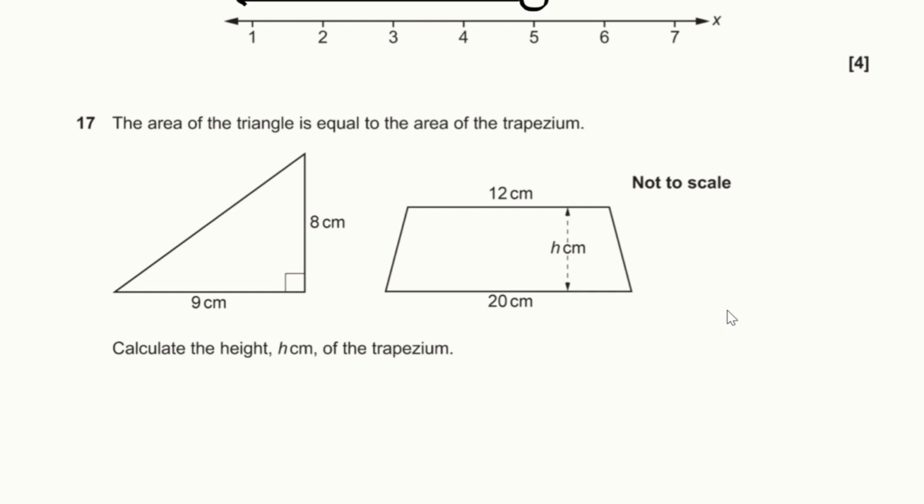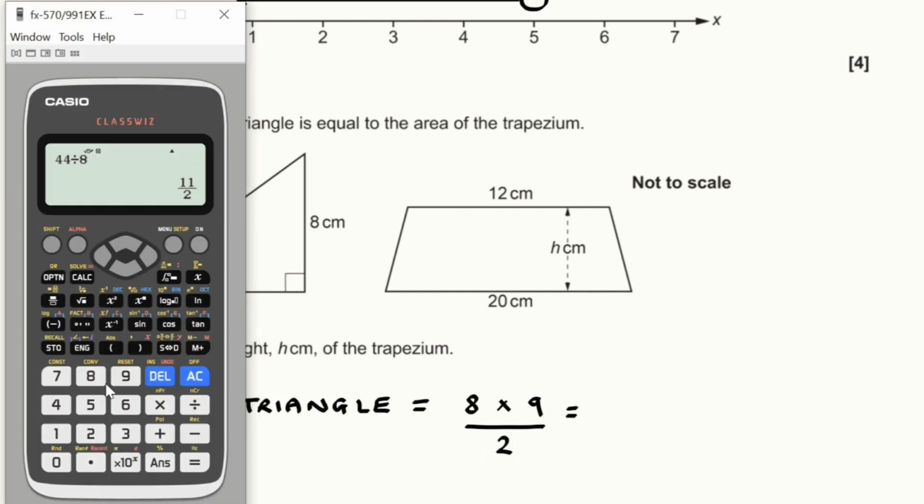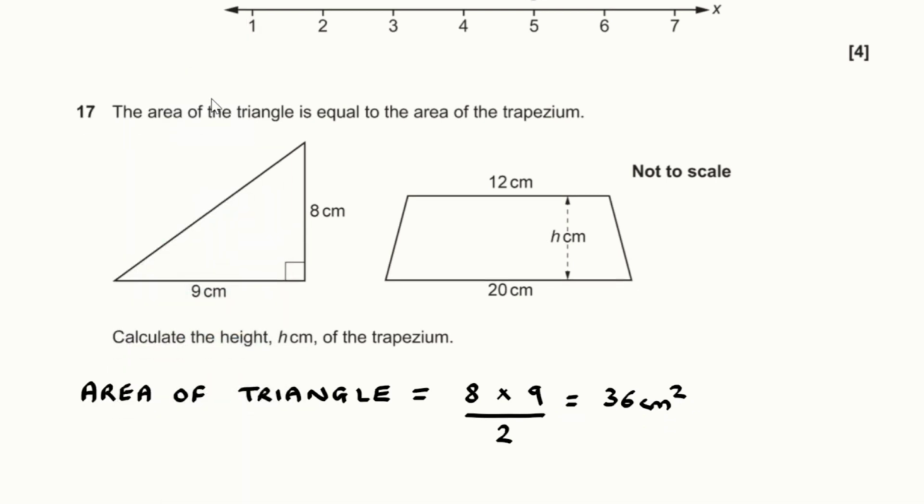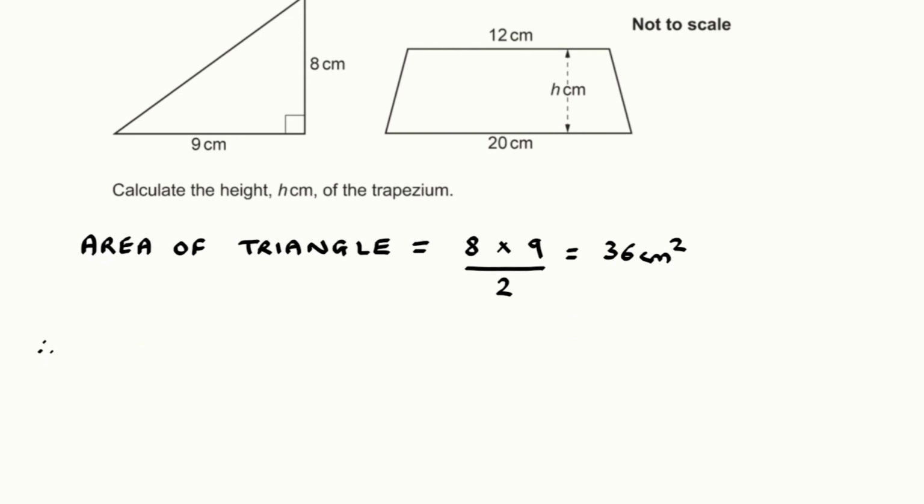Question number 17. The area of the triangle is equal to the area of the trapezium, and we have to calculate the height of the trapezium. First of all, let's calculate the area of the triangle. The area of the triangle is equal to 8 times 9 divided by 2. So if I work this out, we get 36 centimeters squared. So therefore, the area of the trapezium is equal to 36.